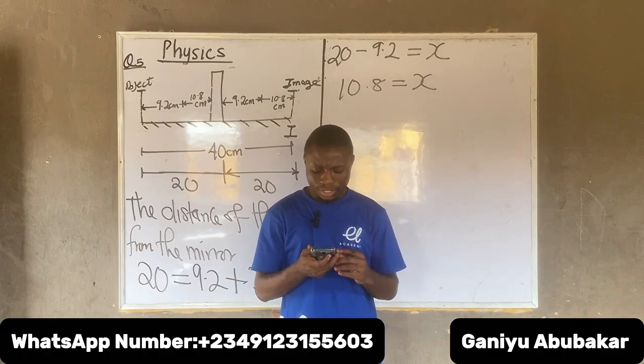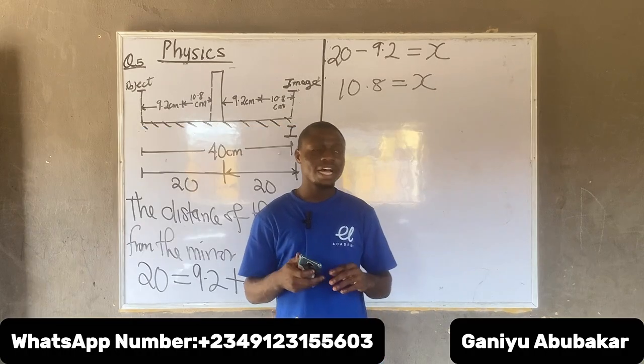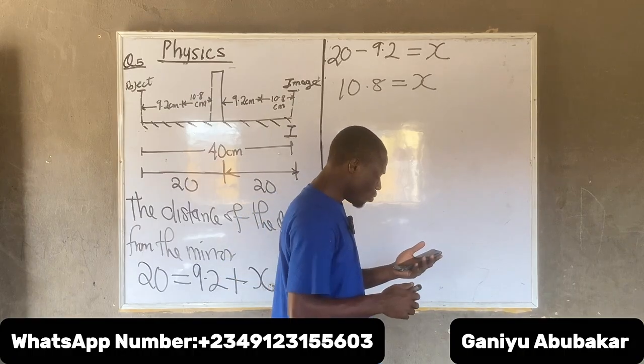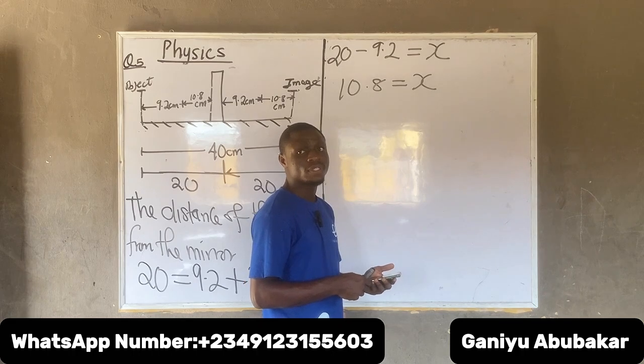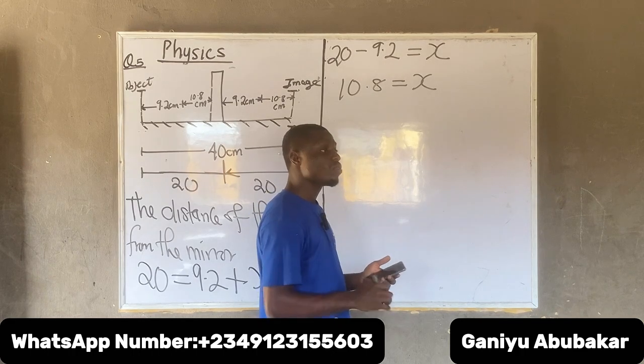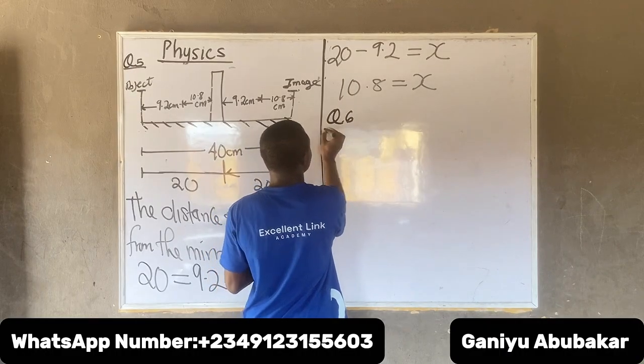Let's do question 6. It says if a convex lens of focal length 12 cm is used to produce a real image 4 times the size of the object, how far from the lens must the object be placed? Let's list out what we are given. Question 6 says.